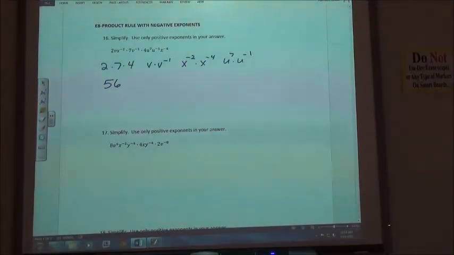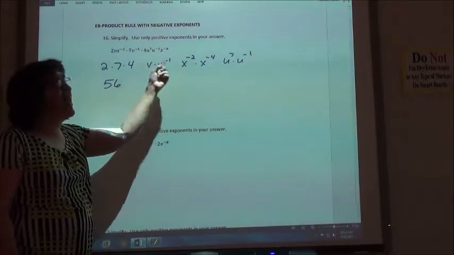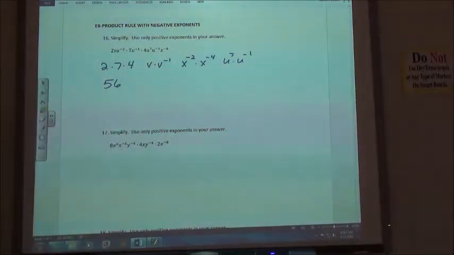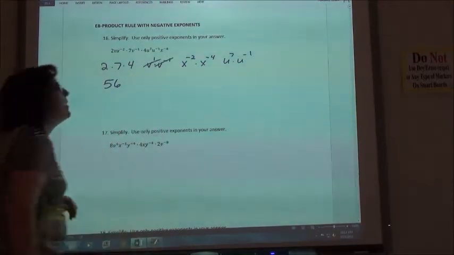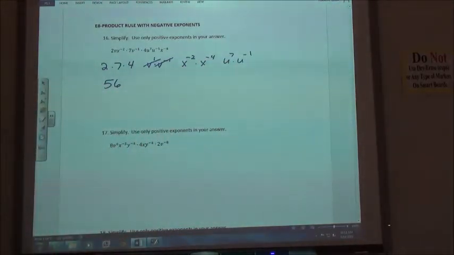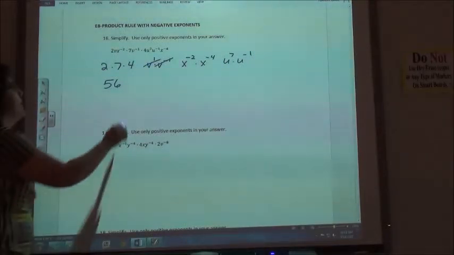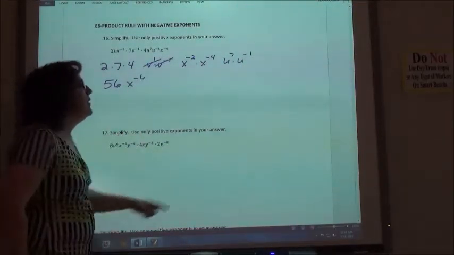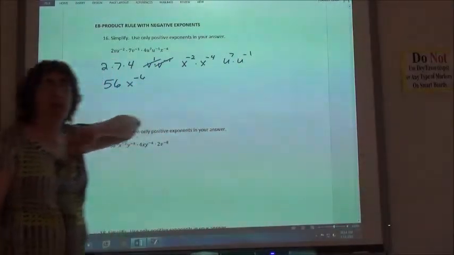When I do my exponents, my rule is that I'm adding my exponents when I have the same base. If I have an x squared times an x to the 3rd, I get x to the 5th. I add those exponents. Now in this case, if I have v to the 1st times v to the negative 1, what happens? It cancels out, right? I get 0. That's going to be gone. Here I have x to the negative 2 times x to the negative 4, so if I add my exponents, I get x to the negative 6. U to the 7th times u to the negative 1 would be u to the 6th.